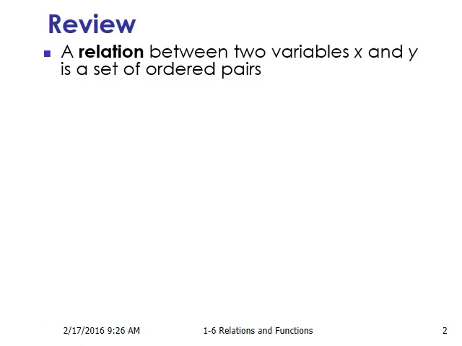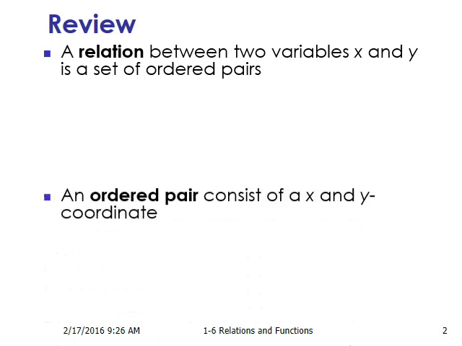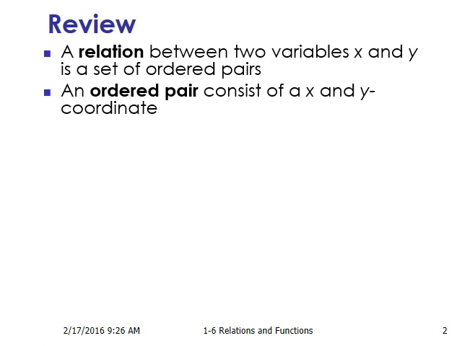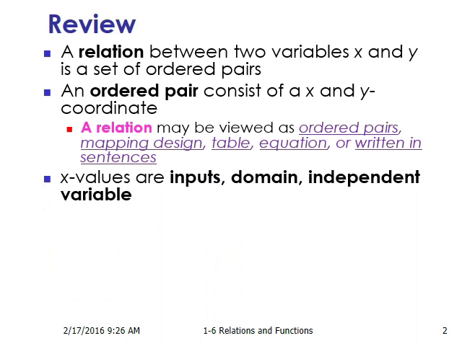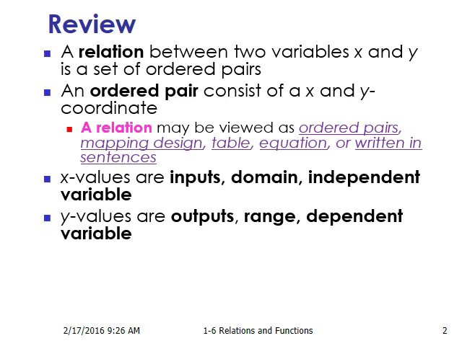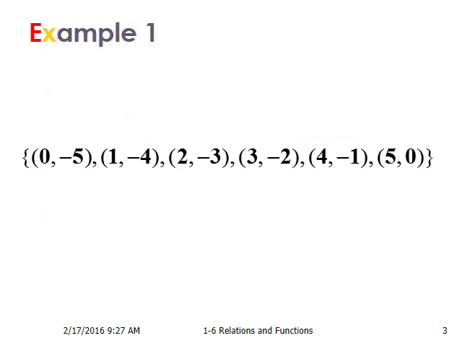A relation between two variables x and y is a set of ordered pairs. An ordered pair consists of x and y coordinate. A relation may be viewed as ordered pairs, mapping design, table, equation, or written in sentences. X values are called inputs or domain or independent variable, whereas Y values are outputs or range or dependent variable.